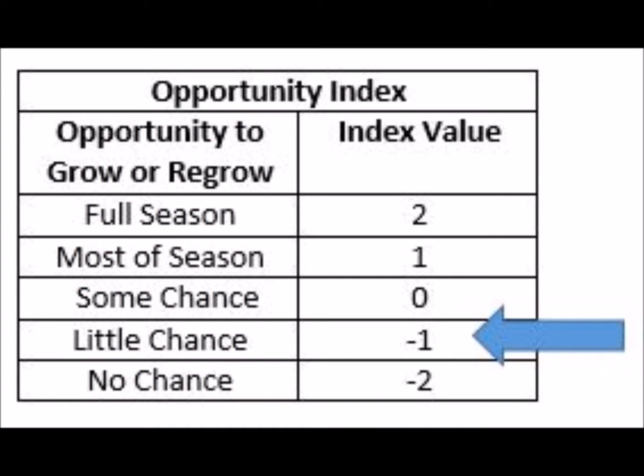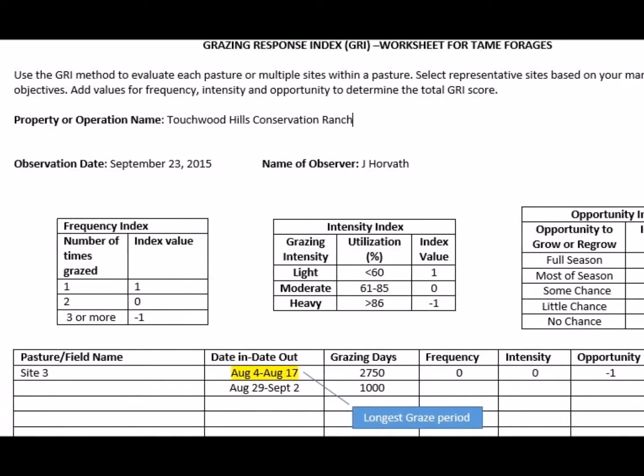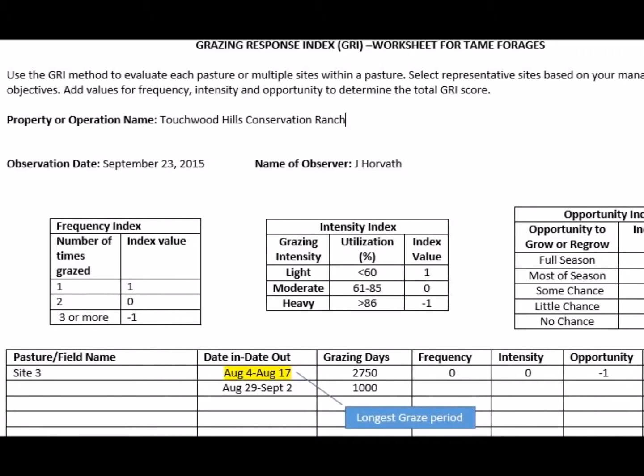In 2015, Site 3 had cattle grazing from August 4th to 17th, and then a second graze period from August 29th to September 2nd. Although plants had a full season of recovery time from 2014 to August 4th, 2015, the short time between the graze periods in late summer, when there's little rainfall, meant that plants lacked the opportunity to regrow sufficiently. For this reason, a score of -1 was assigned to the pasture in 2015. By adding together these three scores, Site 3 had a total GRI score of -1.